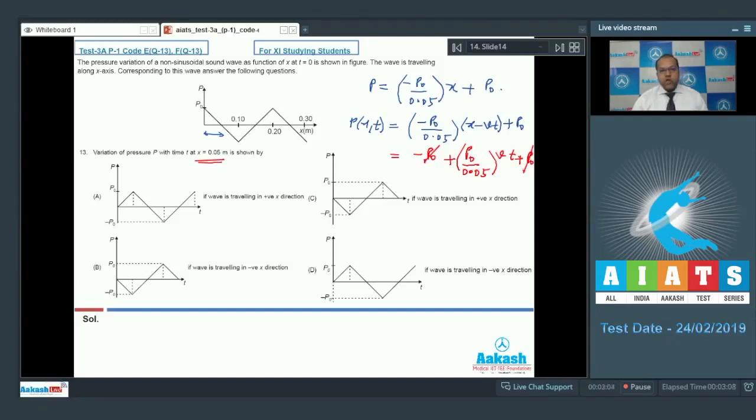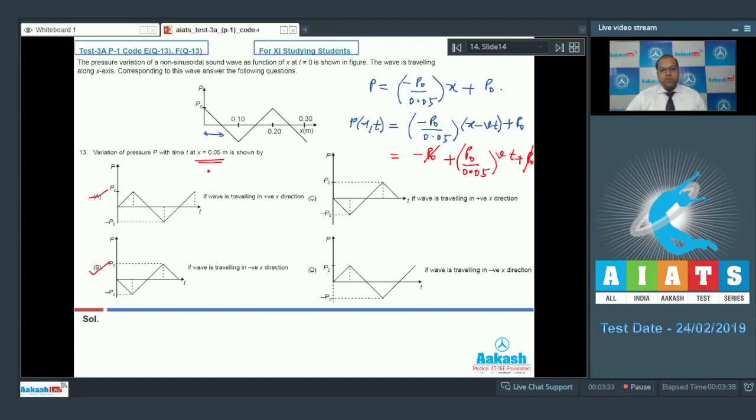If I take the slope of P versus t, then dP by dt is positive. So option A is correct and C is wrong. Similarly, if the wave is traveling in the negative x direction, then x is replaced by x plus vt, and we will find that the slope will be negative. So option B is correct and D is wrong. The correct answers for question number 13 are options A and B.